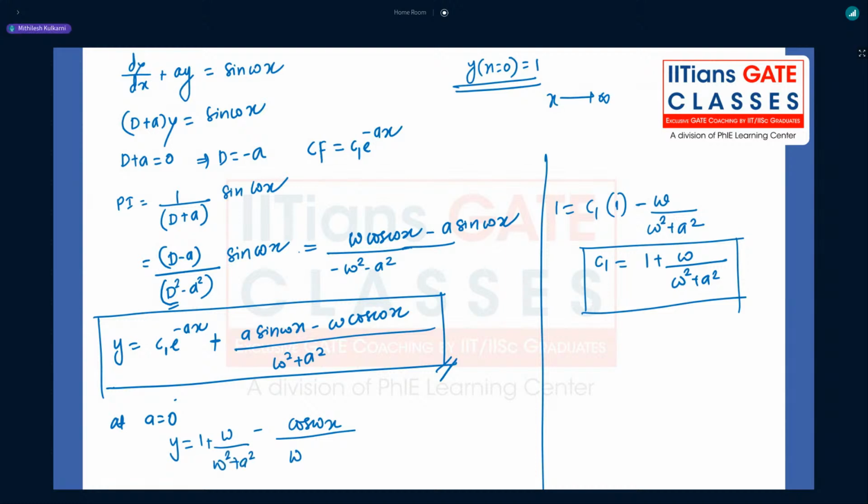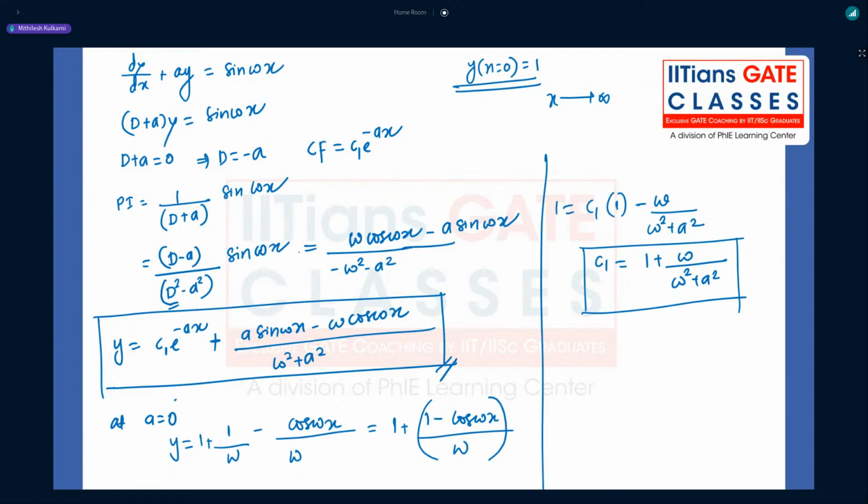Okay, so this is what we will get finally. And yeah, a is 0, so this term we can remove, and here omega and omega square will get cancelled, so we'll have 1 upon omega. So in short, the term will look something like this: 1 plus 1 minus cos of omega x divided by omega. Okay, so this is the term we are getting.